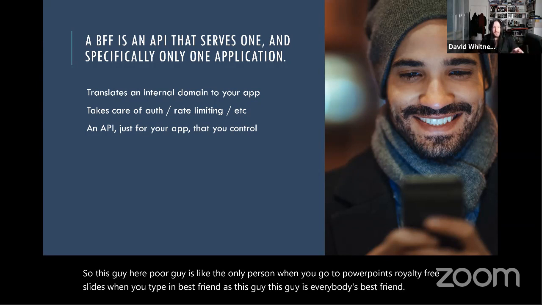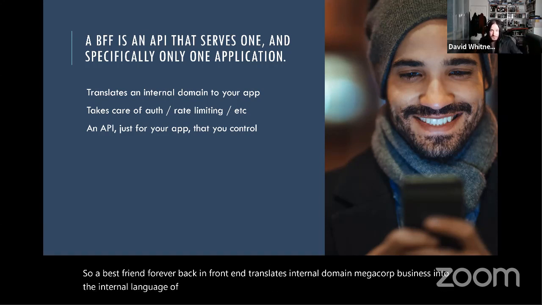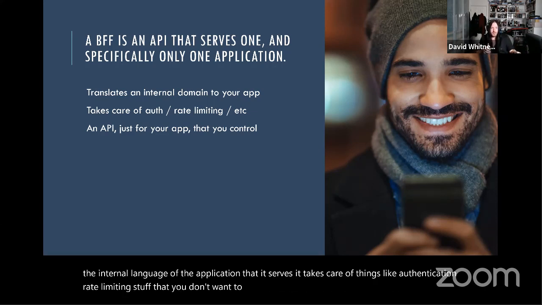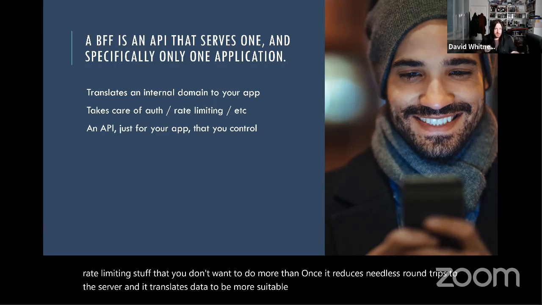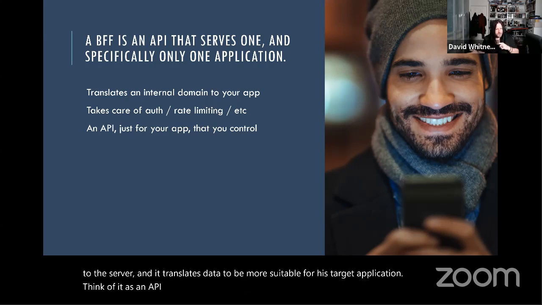So a BFF, back end for front end, translates an internal domain, megacorp business, into the internal language of the application that it serves. It takes care of things like authentication and rate limiting, stuff that you don't want to do more than once. It reduces needless round trips to the server, and it translates data to be more suitable for its target application. Think of it as an API, but just for your app that you control.